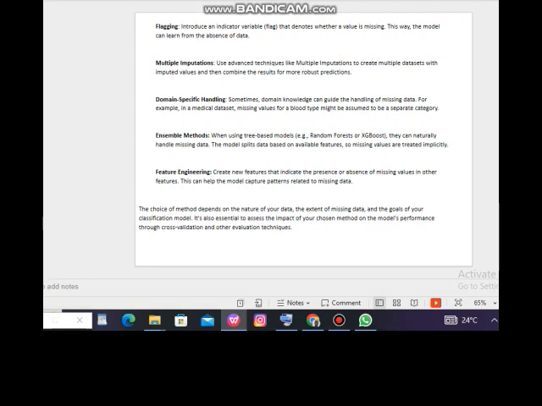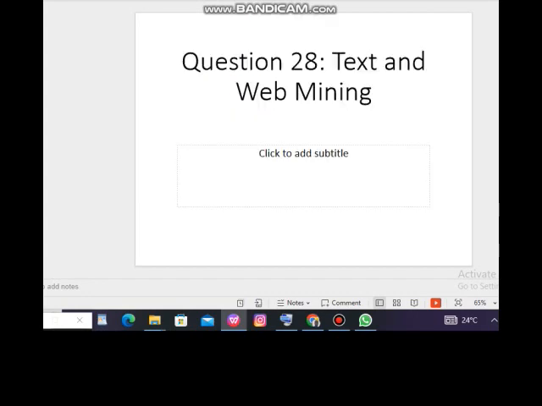Feature engineering. Create new features that indicate the presence or the absence of missing values in other features. This can help the model capture patterns related to missing data. The choice of method depends on the nature of your data, the extent of missing data, and the goals of your classification model. It's also essential to assess the impact of your chosen method on the model's performance through validation and other evaluation techniques.